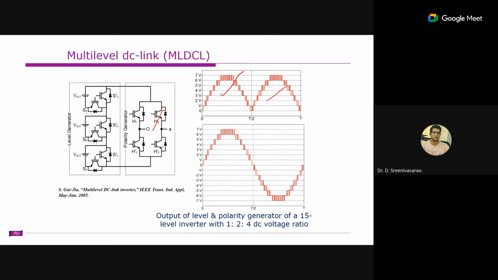So now if you turn on these two switches, you will get the positive half cycle. If you turn on these two switches, you will get the negative half cycle. So this is how a simple MLDCL will work.